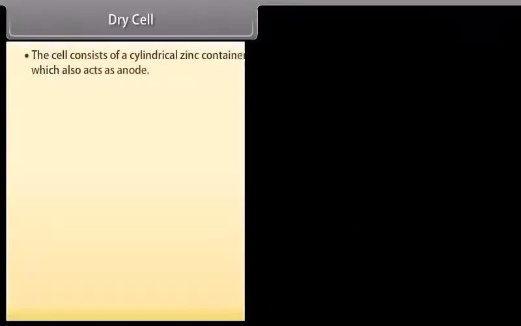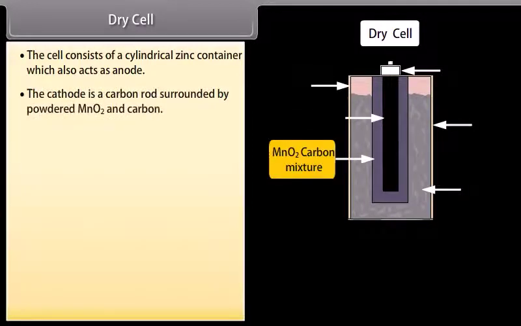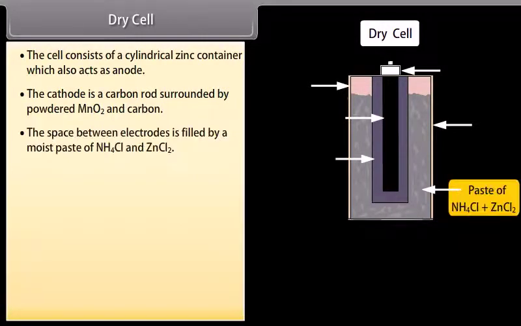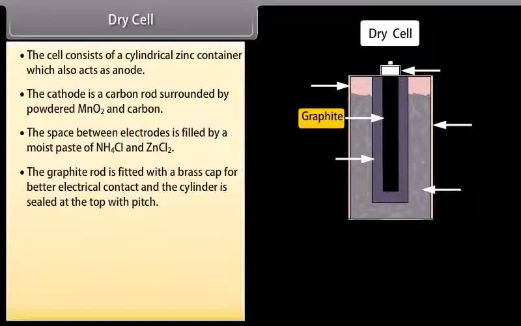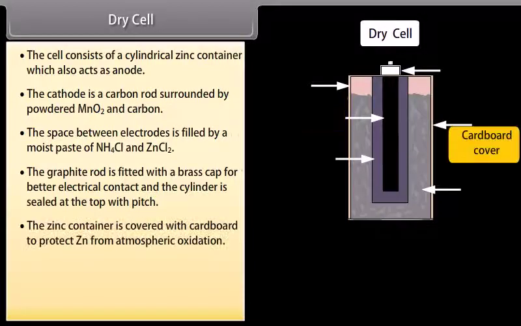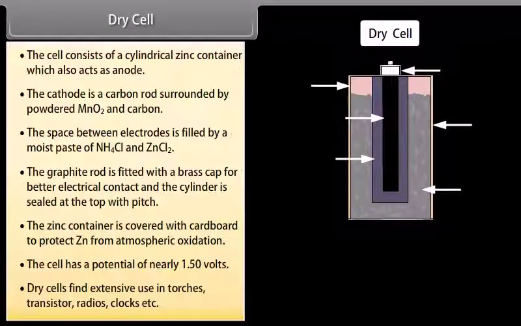Dry cell. The cell consists of a cylindrical zinc container which also acts as anode. The cathode is a carbon rod surrounded by powdered MnO2 and carbon. The space between electrodes is filled by a moist paste of NH4Cl and ZnCl2. The graphite rod is fitted with a brass cap for better electrical contact, and the cylinder is sealed at the top with pitch. The zinc container is covered with cardboard to protect Zn from atmospheric oxidation. The cell has a potential of nearly 1.50 volts. Dry cells find extensive use in torches, transistors, radios, clocks, etc.